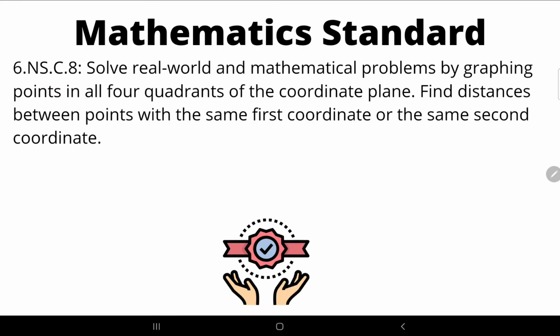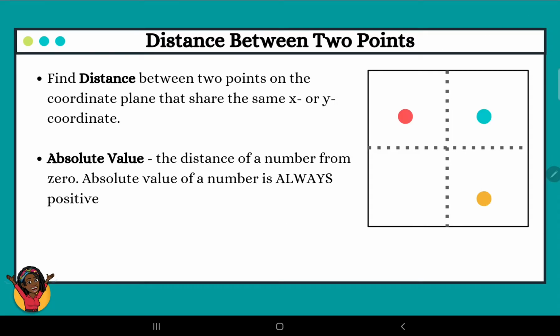Hi everyone, welcome back. Today we're going to be looking at standard 6.NS.C.8, solve real-world and mathematical problems by graphing points in all four quadrants of the coordinate plane. Find distances between points with the same first coordinate or the same second coordinate. Find distance between two points on the coordinate plane that share the same x or y coordinate. So that's going to be the focus of this video.